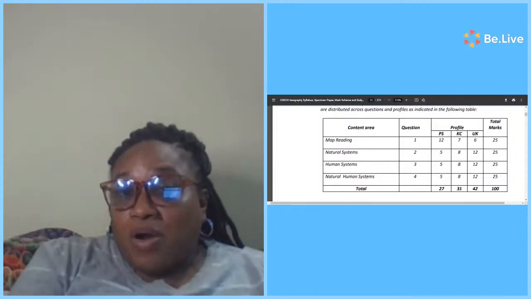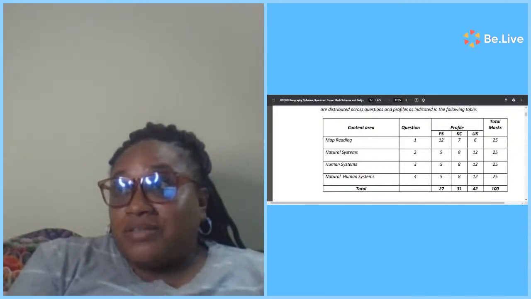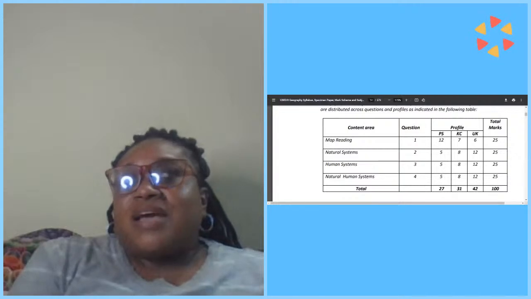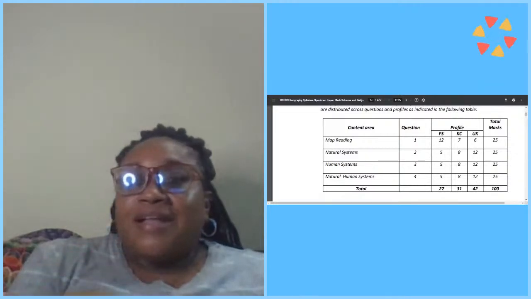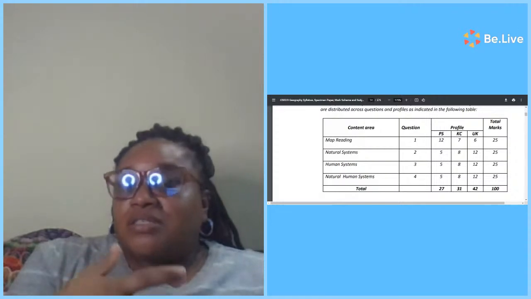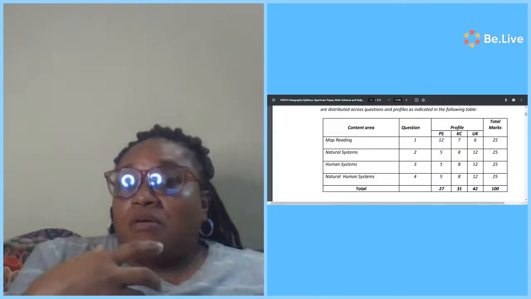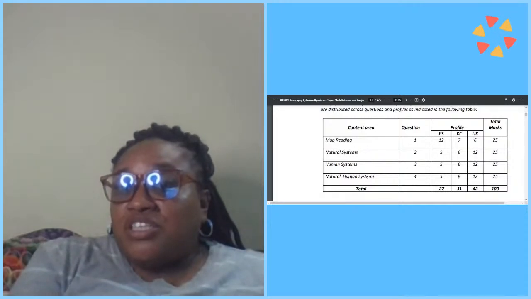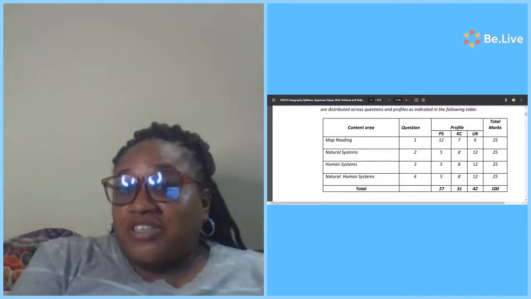Map reading question 1 is your first question. And you will notice that the practical skills is weighted heaviest in your map reading, because that is where you learn about measuring scales, distances, using scales, distances, measuring angles, grid referencing, those practical skills and map work skills that you need to know. Use of knowledge is less, and knowledge and comprehension is less.